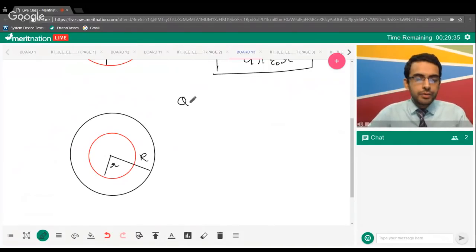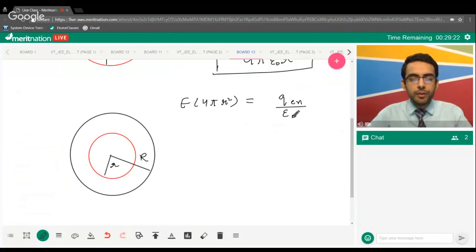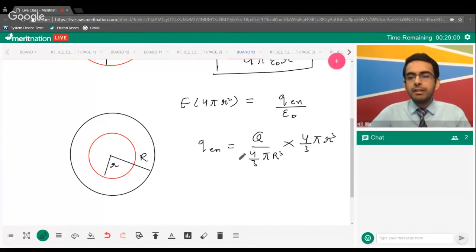You can see electric field into 4 pi r square is electric flux, right? And that is equal to Q enclosed by epsilon naught. Now, what is Q enclosed here? Q enclosed charge is equal to Q by 4 by 3 pi capital R cube multiplied by 4 by 3 pi into small r cube. This is the value of Q enclosed.